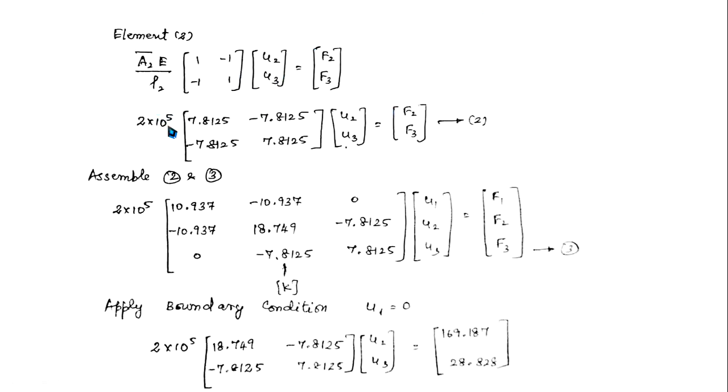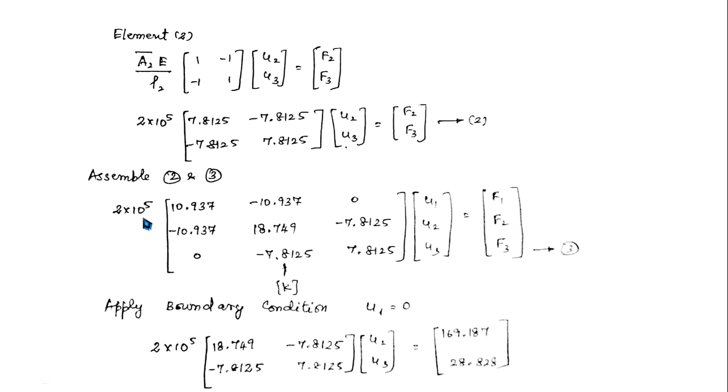Now you just keep 2.2 into 10 power 5 outside, since Young's modulus is common, and simplify this. Now you assemble these two finite element equations of element 1 and element 2 as we usually did in the previous problem. I don't think it requires repeating. So if you combine, this will be your final finite element equation.